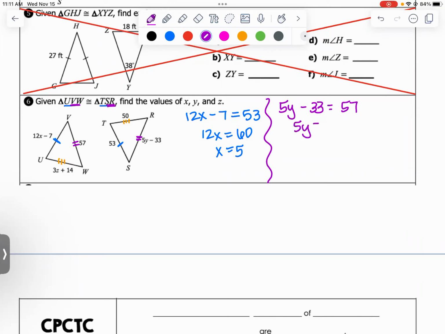All right, so 5y equals 90, right? So y equals? Do you agree that it's 18? Yes. Okay. And then our last algebra statement here, we have 3z plus 14 equals 50. Z equals 12. Cool.